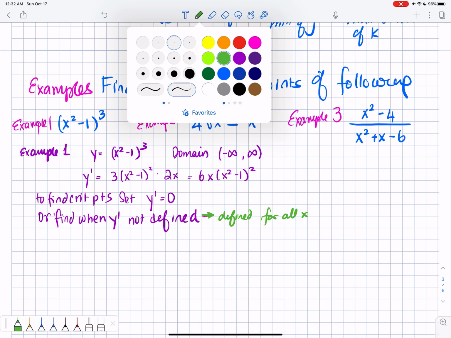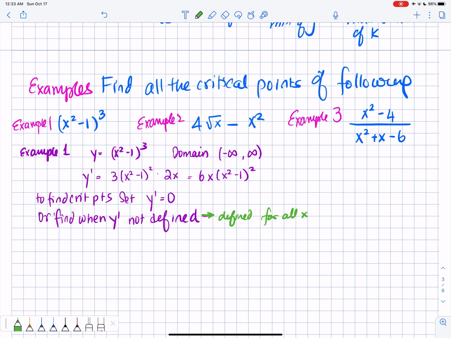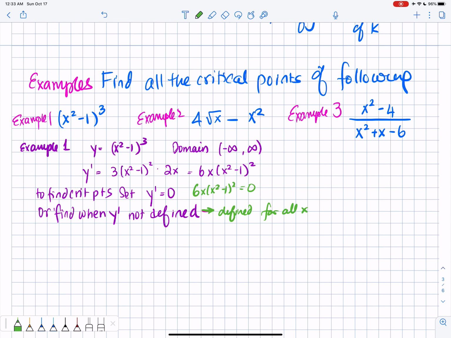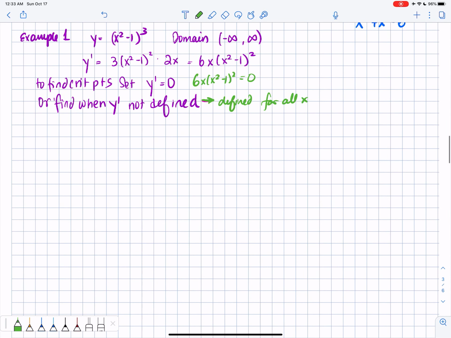And then let's find out when it is 0. You have that 6x times x squared minus 1 squared is 0. Okay, so when does that happen? Either 6x is 0 or x squared minus 1 whole squared is 0. So 6x equals 0, so x equals 0. Okay, or x squared minus 1 whole squared is 0.